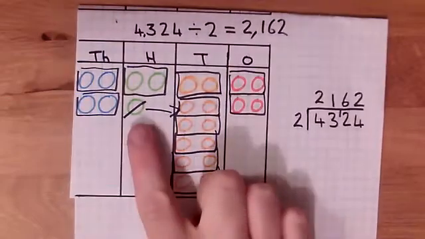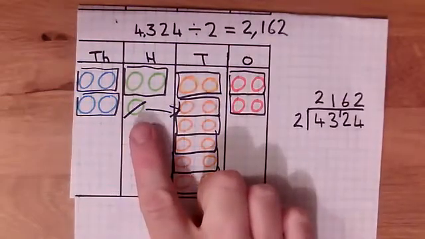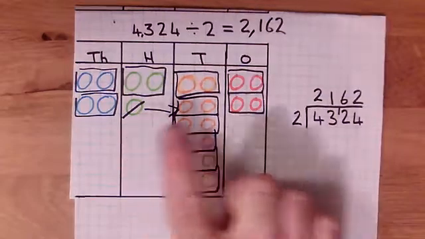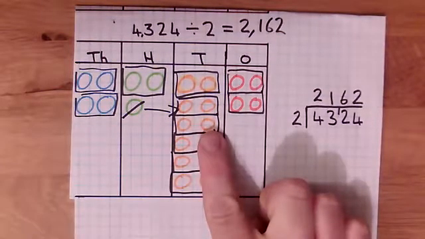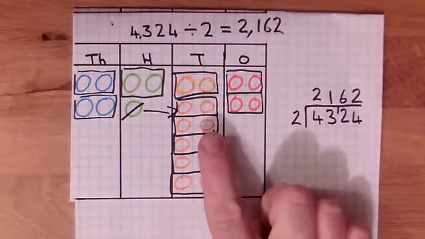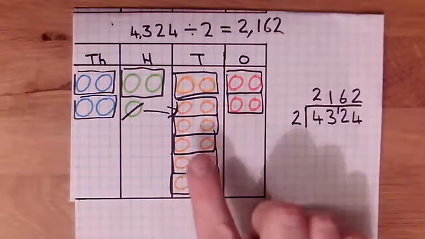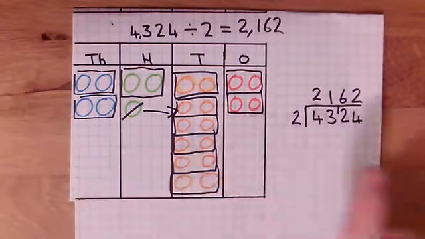So we need to make sure if we don't have an exact division like we have in our hundreds here, we exchange it to the next place value along. So in this case, into our tens. I'll show you another one with a few exchanges in it so you can see how it can work along.